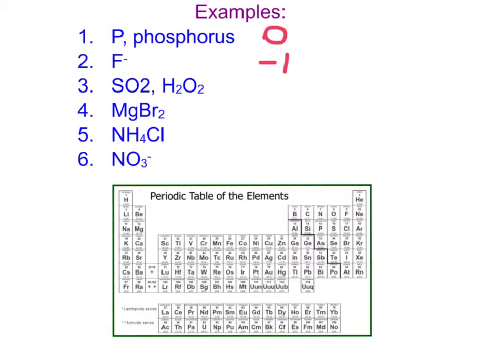Here we have a typo. Should say SO2 with the 2 in subscript. For this example, we're going to look at sulfur, and let's see how to write this here.